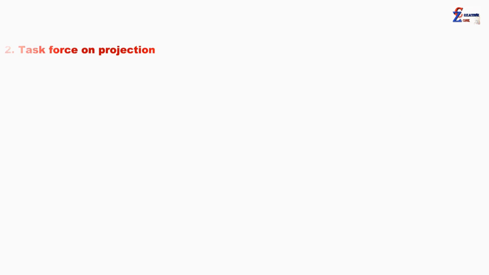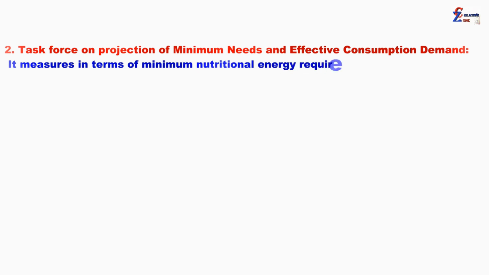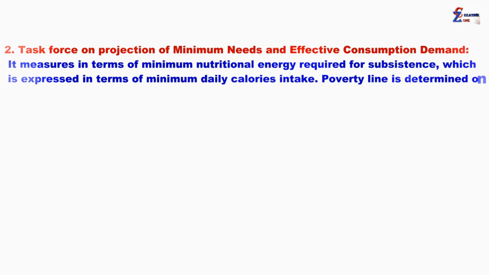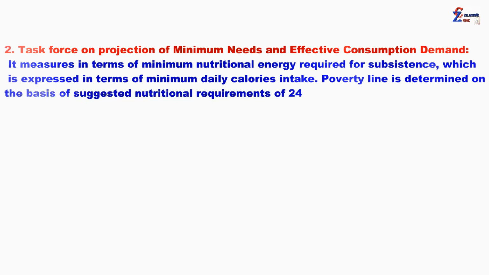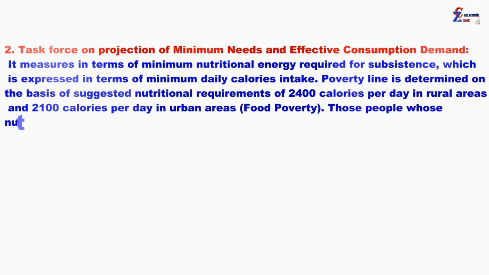Now we are going to discuss the second norm of measuring poverty, that is Task Force on Projection of Minimum Needs and Effective Consumption Demand. It measures in terms of minimum nutritional energy required for subsistence, which is expressed in terms of minimum daily calorie intake. Poverty line is determined on the basis of suggested nutritional requirements of 2400 calories per day in rural areas and 2100 calories per day in urban areas, which is considered as food poverty.